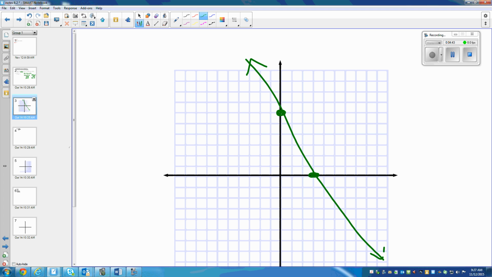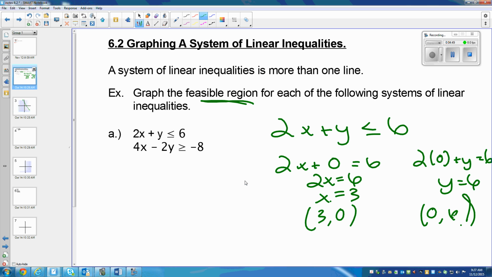I always pick 0, 0 if I can. So I pick 0, 0, come back here, and I pick 0, 0. 2 times 0 plus 0 is less than or equal to 6. 2 times 0 is 0. 0 plus 0 is 0. Is 0 less than 6? Yeah.